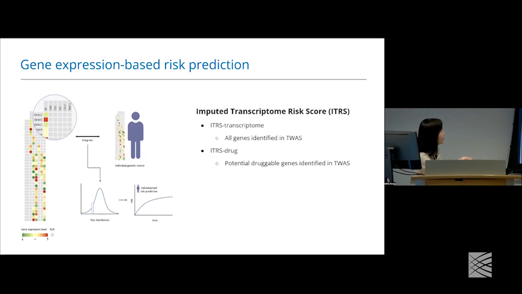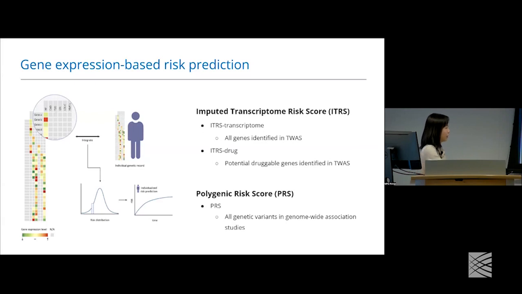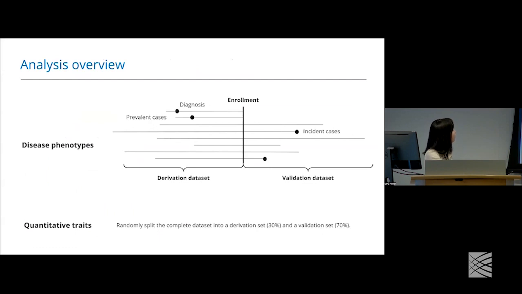And to compare our gene expression scores to a more conventional prediction approach, we also calculate a polygenic risk score for each of the phenotypes. We include all genetic variants from a previous genome-wide association study to calculate the score. So here is the overview of our analysis.